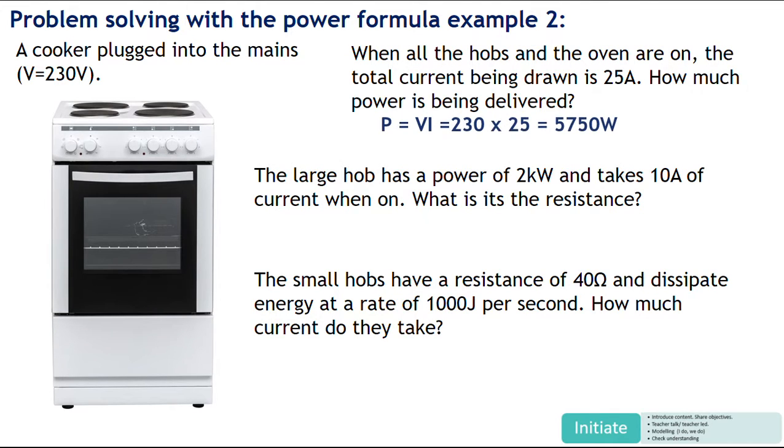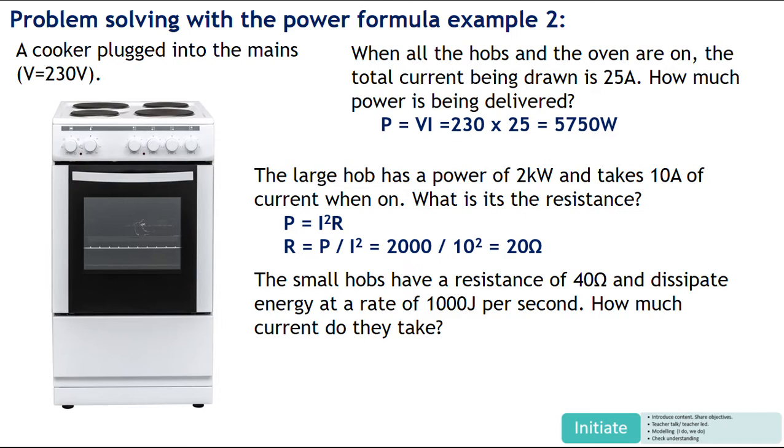So the first question is a simple application of the power formula to get 5.75 kilowatts, 5,750 watts. The second question, we need to know resistance. So we're using the second form of the relationship, and we need to rearrange it to make R the subject, and then we can pop our numbers in and get an answer of 20 ohms, which is a typical value.